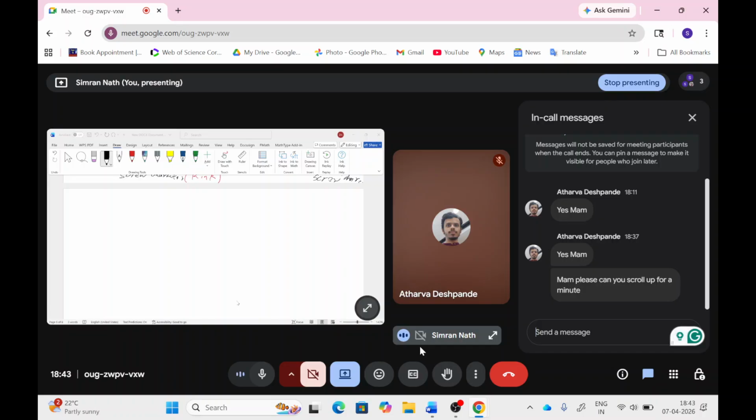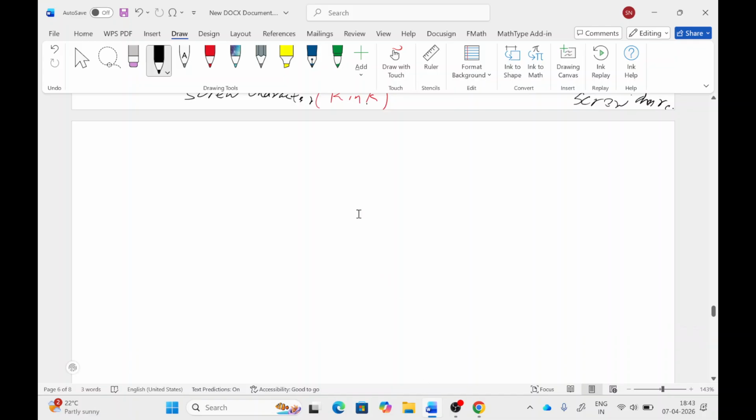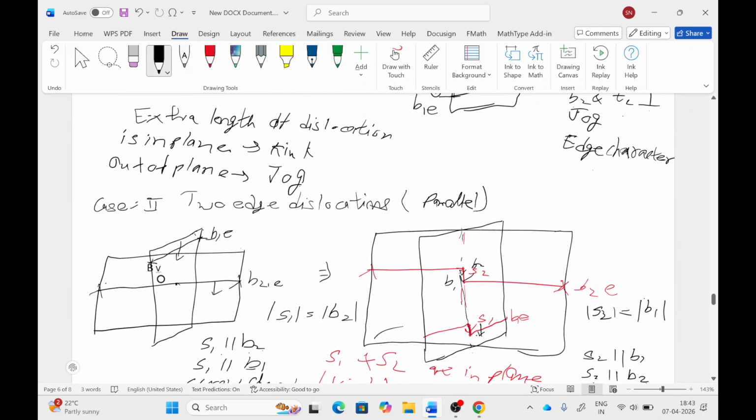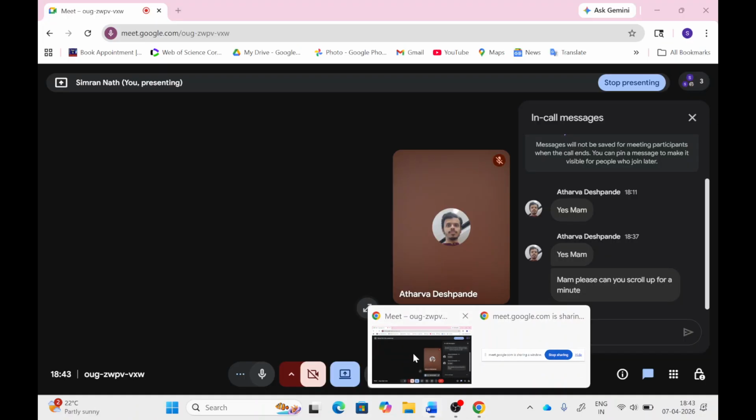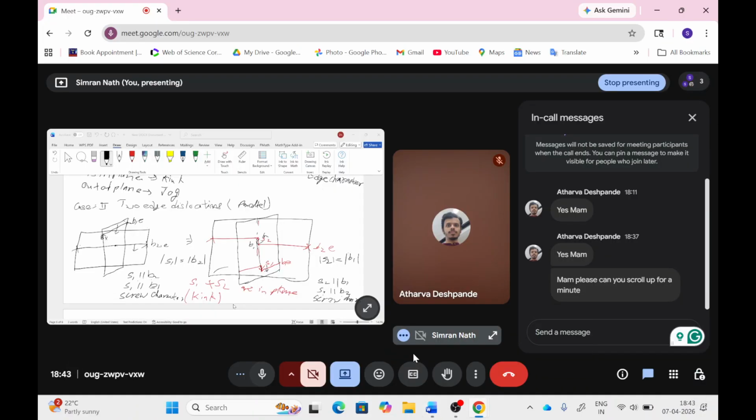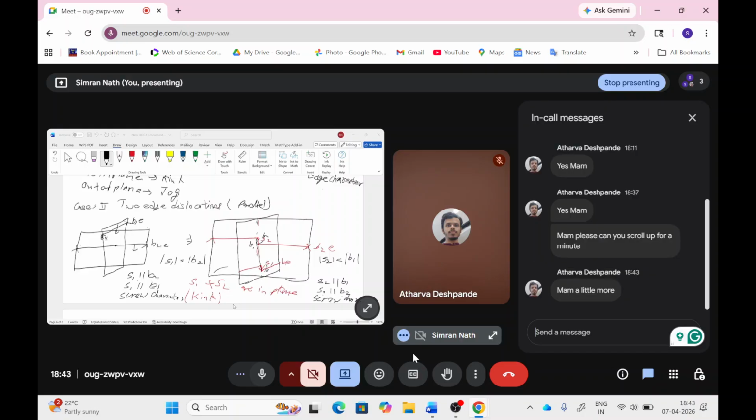Can you scroll a minute? Yeah, is this fine or more? I have to shift more. Okay.